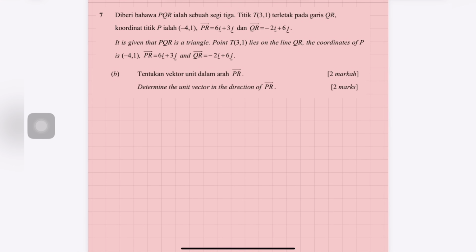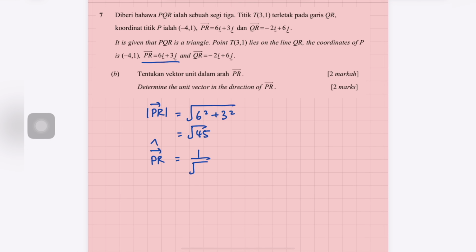7B, determine the unit vector in the direction of vector PR. Okay, so this is vector PR. So to find unit vector, we have to find the magnitude first. So vector magnitude PR equals to square root 6 squared plus 3 squared. So equals to square root 45. Okay, so to find the unit vector PR equals to 1 over square root 45 times vector 6, 3.